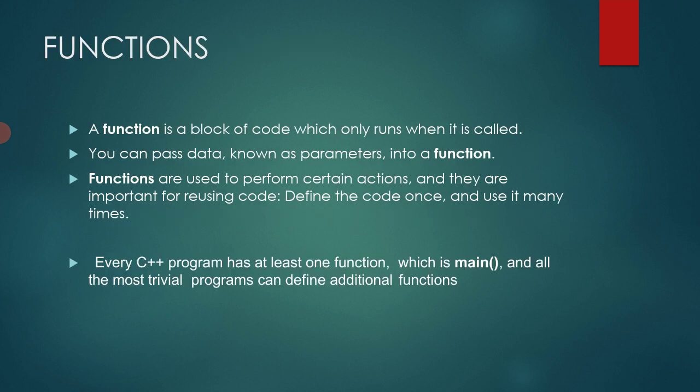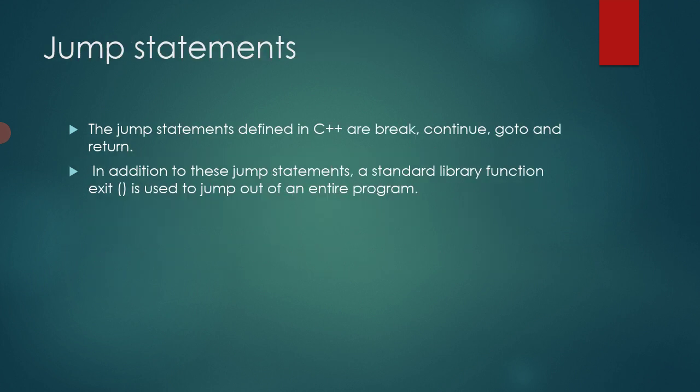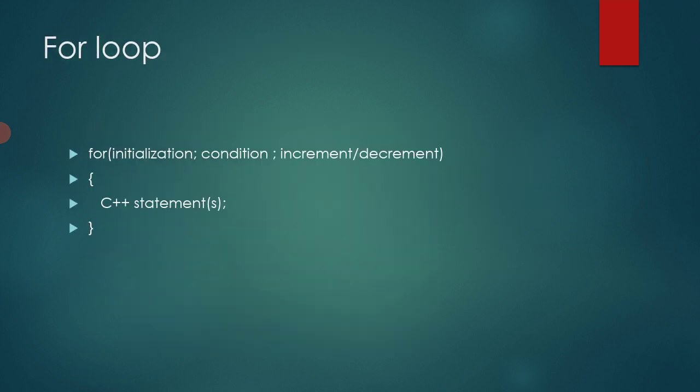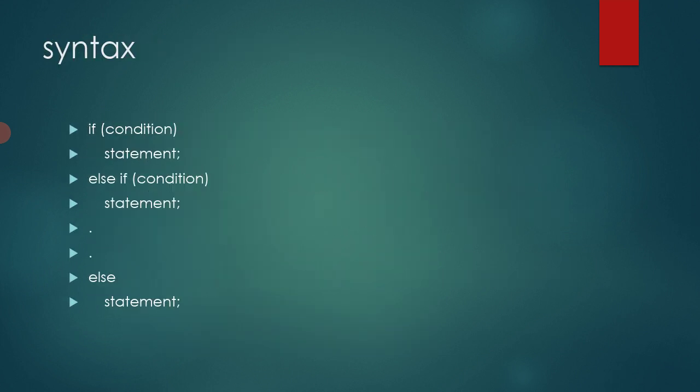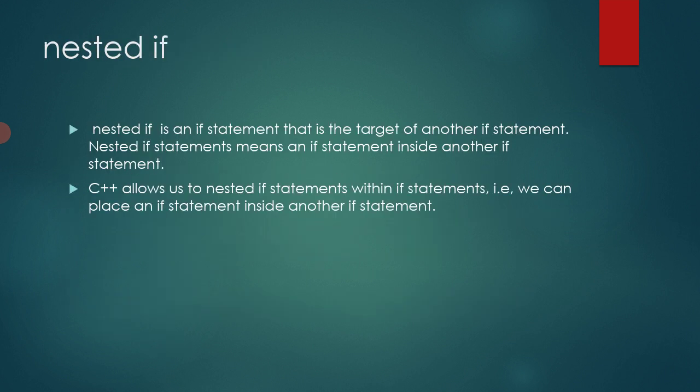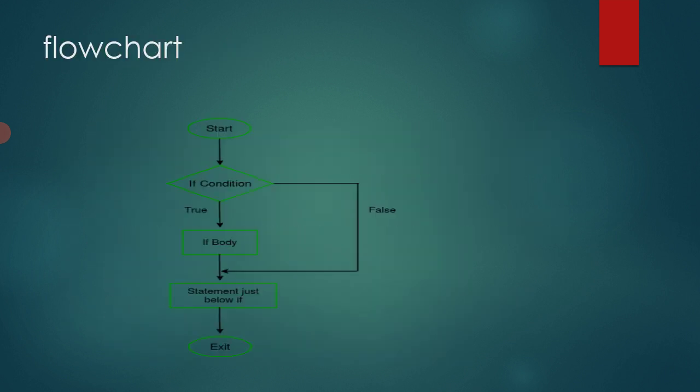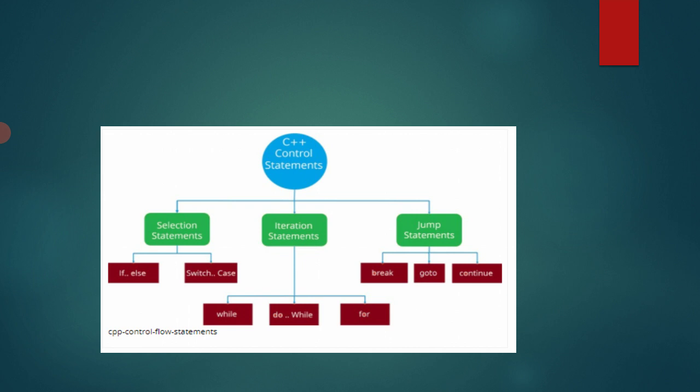Now with this we have finished that part. Look at this diagram, C++ control statements. We have completed selection statements, iteration statements, and jump statements. Now we have to move to the next part of C++.